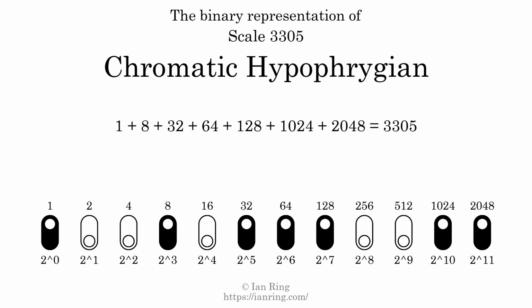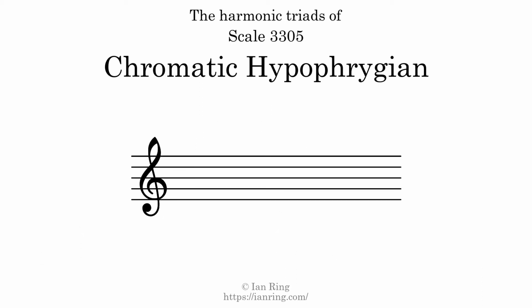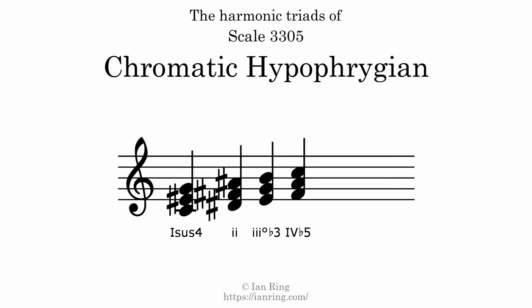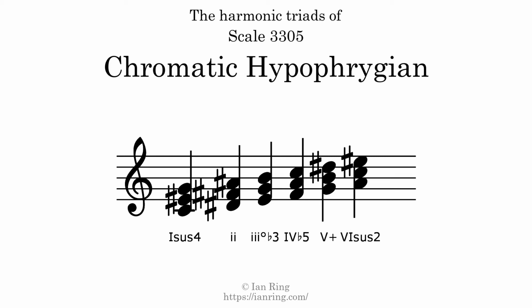3305. The scale number not only enumerates the scale with a unique index, but it also literally describes the tonal content of the scale. Represented as a binary number in base 2, the scale number is 110011101001. Here are the harmonic triads present in this scale. sus4, minor, diminished flat 3, major flat 5, augmented, sus2, major.